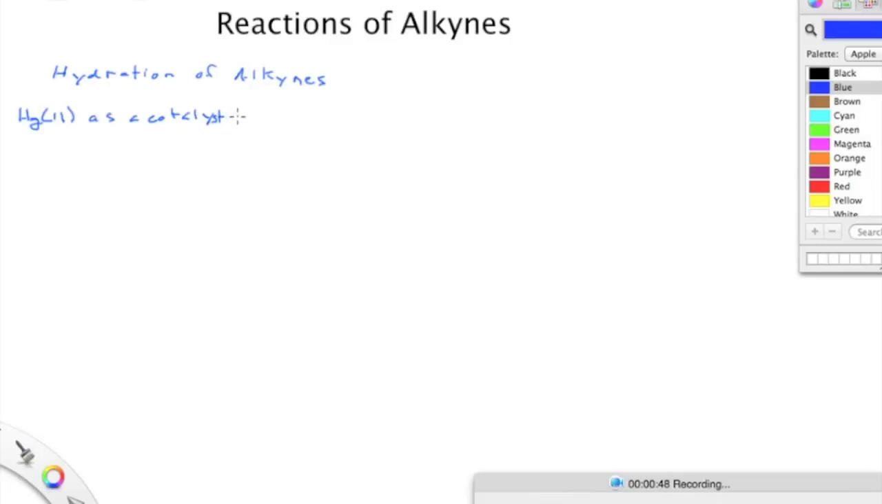And so the actual reagent that we're going to use is mercury sulfate, HgSO4. This one is, of course, a Lewis acid catalyst.